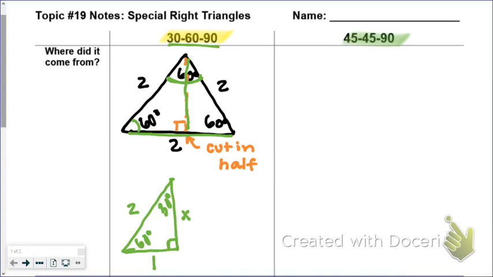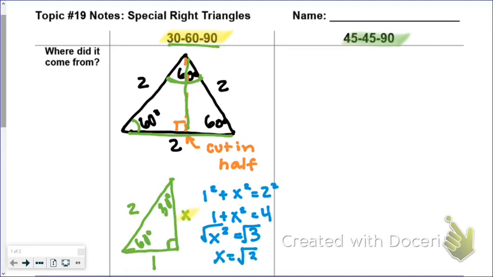So in order to solve for x, I'm going to use the Pythagorean theorem. I have my one side, so 1 squared, plus my other leg, x squared, is equal to my hypotenuse, so 2 squared. And that becomes 1 plus x squared is equal to 4. Subtract the 1 from both sides, so x squared is equal to 3. Square root both sides, so x is equal to the square root of 3.